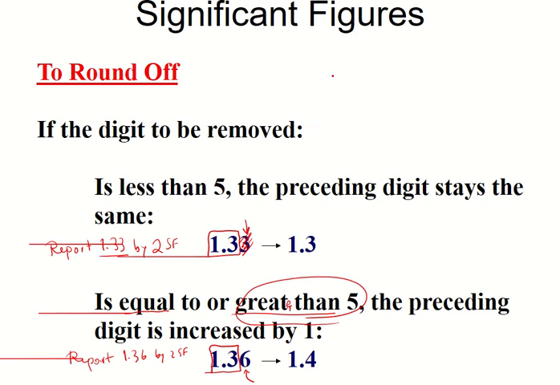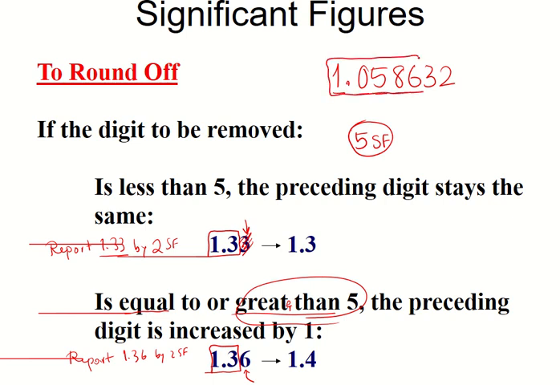Right now I may ask you: 1.058632. Report your number by 5 sig figs. So you just need to say 1, 2, 3, 4, 5. We need to have 5 sig figs: 1, 2, 3, 4, 5.